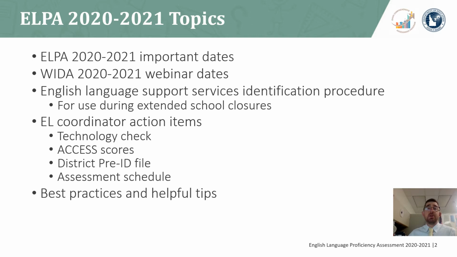The following topics will be covered in this presentation. First, we will review the English Language Proficiency Assessment 2020-2021 important dates. Second, we will review the WIDA 2020-2021 webinar dates and where to find the webinar links. Third, we will outline the new English Language Support Services identification procedure that is used during extended school closures. And next, we will outline English Learner Coordinator action items. And finally, I will review some best practices and helpful tips that will be useful throughout the school year as you prepare to administer the Access Test.